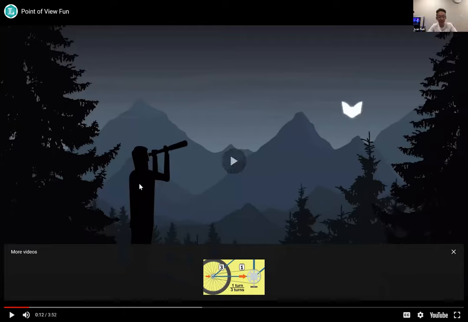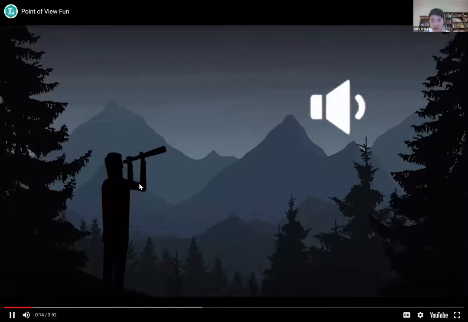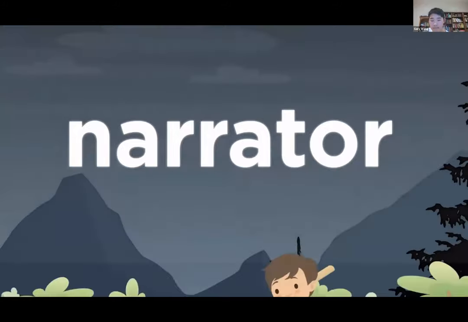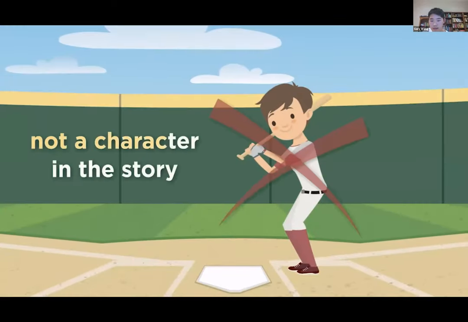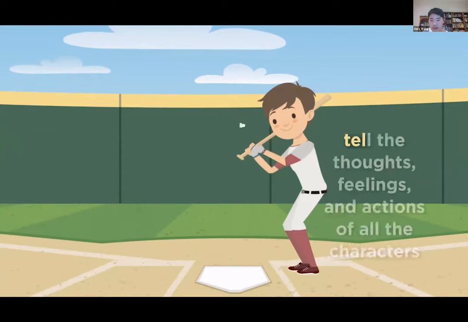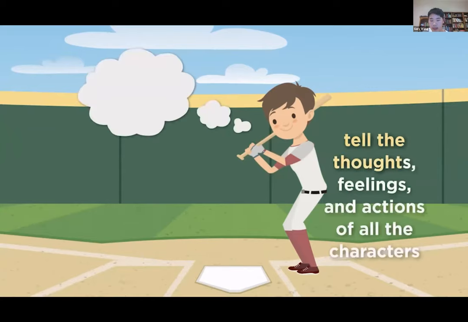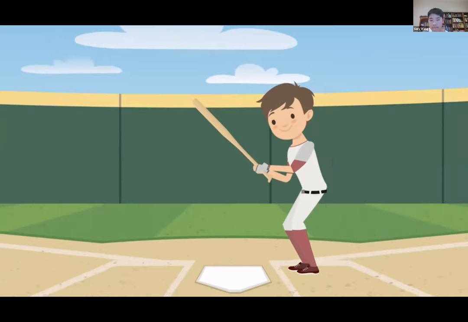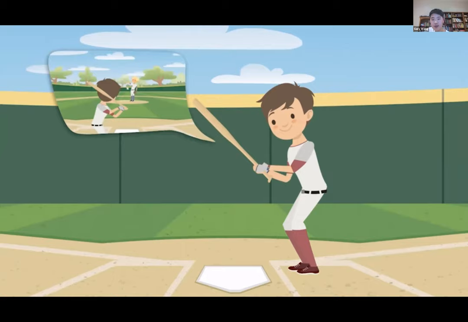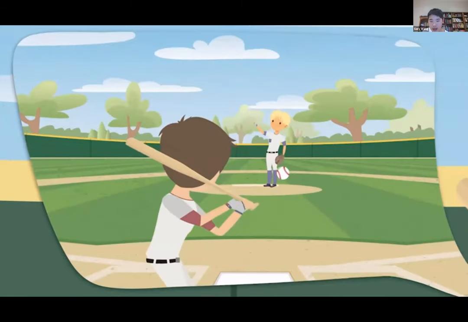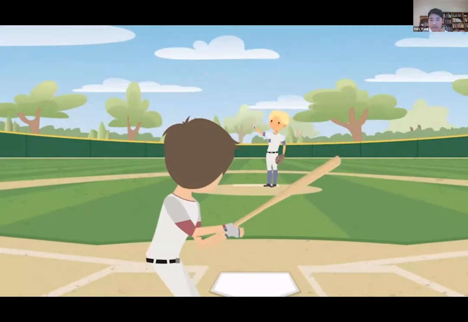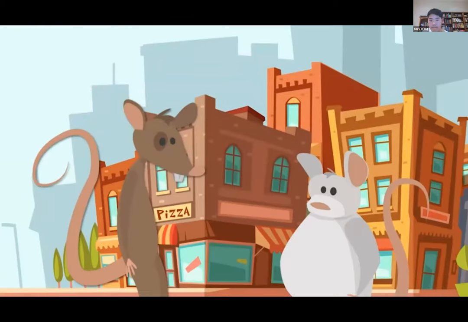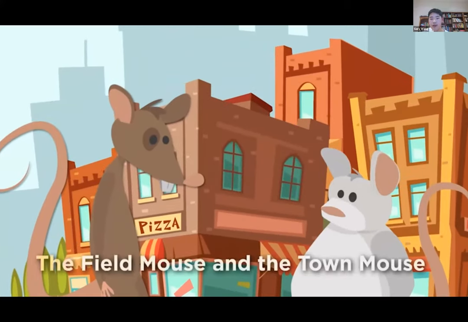Point of view of literature is the voice that is telling the story. Some stories are told by a narrator. A narrator is a speaker who is not a character in the story. A narrator can tell the thoughts, feelings, and actions of all the characters. Stories that do not have a narrator are told from the point of view of one of the characters. The reader only understands feelings and events occurring from that character's perspective. Listen to this story being told by a narrator. Think about how each character feels.